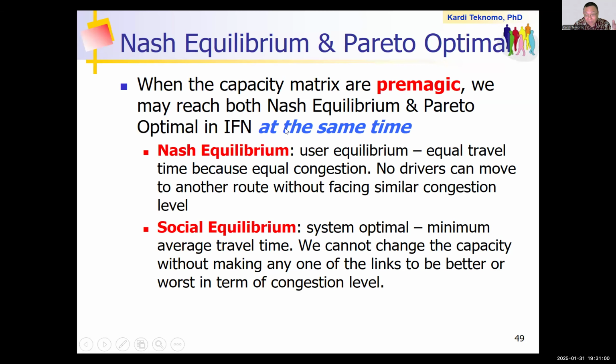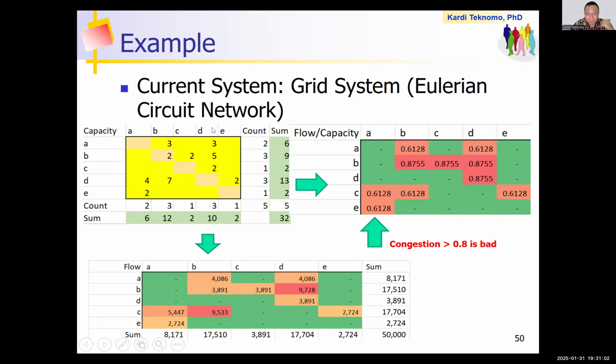So let's give an example. I have a grid system. This is the capacity matrix. This is the number of lanes. This is called an Eulerian circuit network. How do you know? You can see the count.